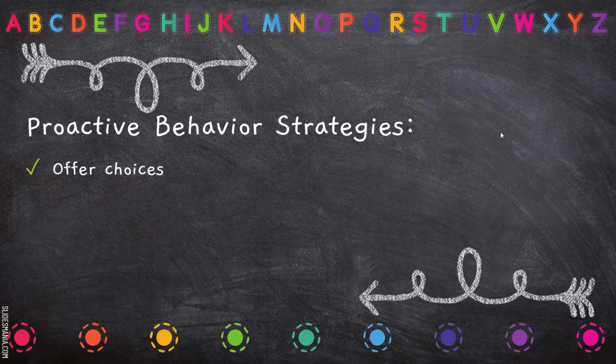First, offer choice as much as possible. So, this means that you would provide 2 to 3 acceptable options and then wait for the student to choose. This is helpful for the whole group, small groups, or individual students.